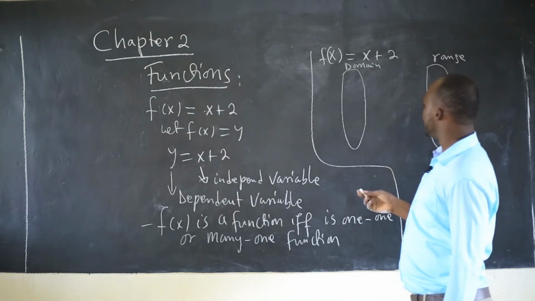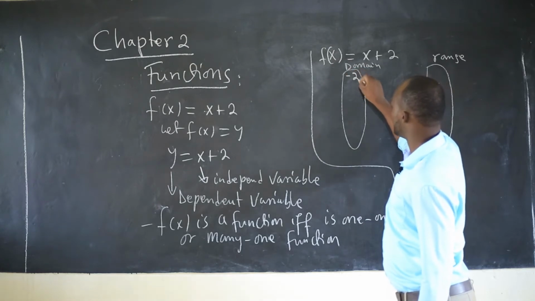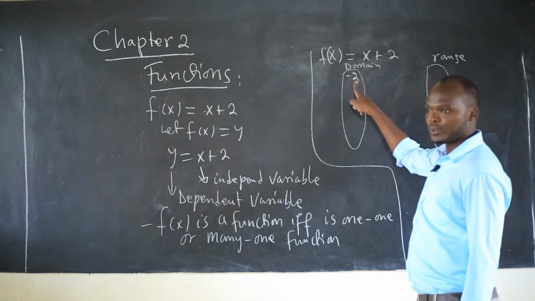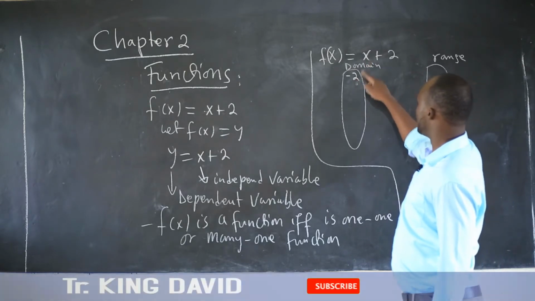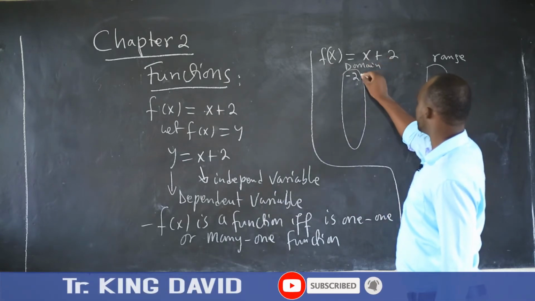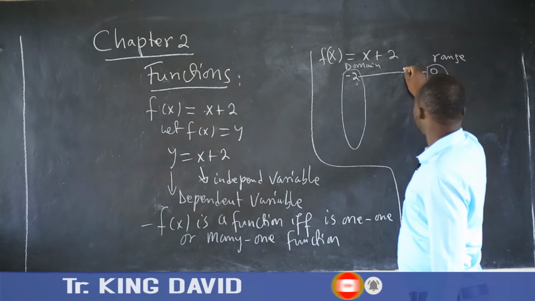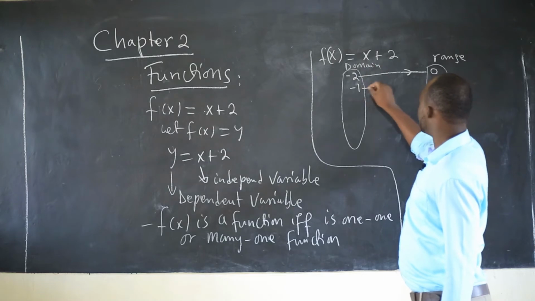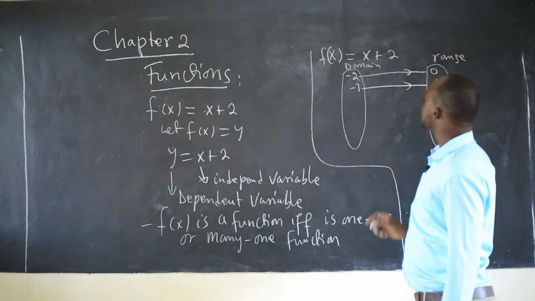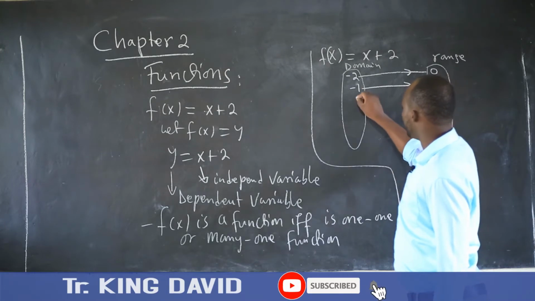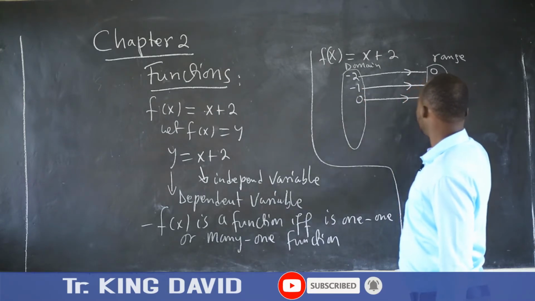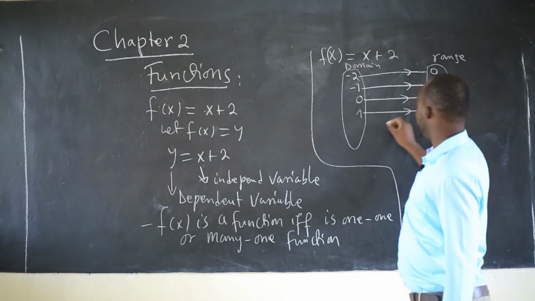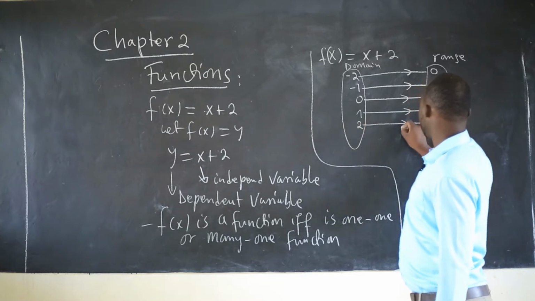So let me use negative 2 to 2. This is the input. If x is negative 2, what is the answer? Negative 2 plus 2 is 0. If I use negative 1 plus 2, that is 1. If I use 0, I get 2. If I use 1, I get 3. If I use 2, I get 4. Let me stop from there.